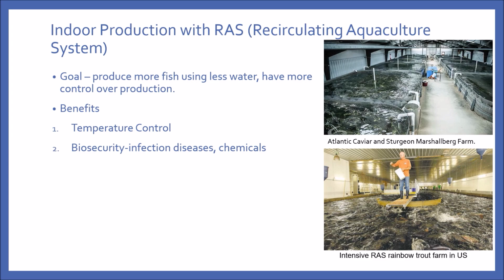One of the major benefits of utilizing RAS for an indoor aquaculture production system is to achieve temperature control and to ensure biosecurity, isolating your products from infectious diseases and dangers. RAS systems have been practiced in many countries, mainly in the US as well as Norway, where they are used to farm high-value species such as rainbow trout and the Atlantic sturgeon.